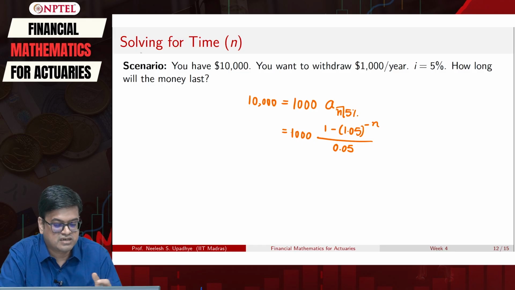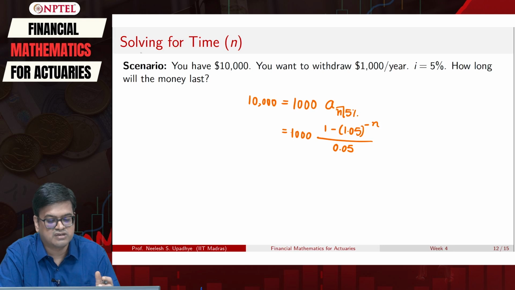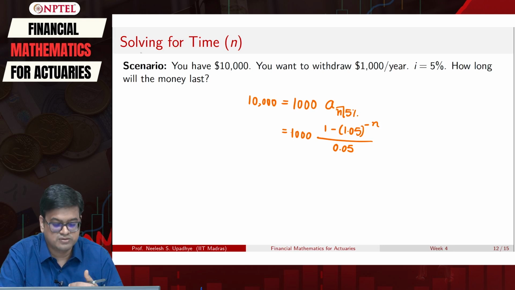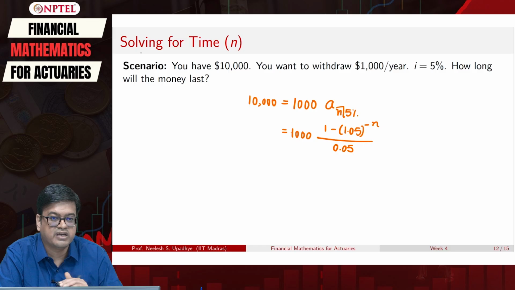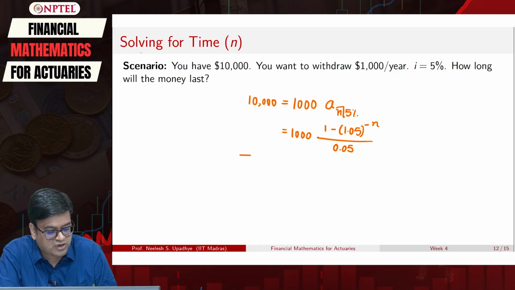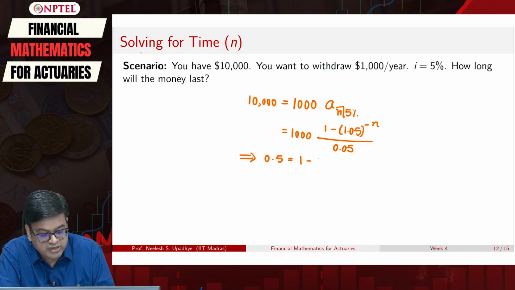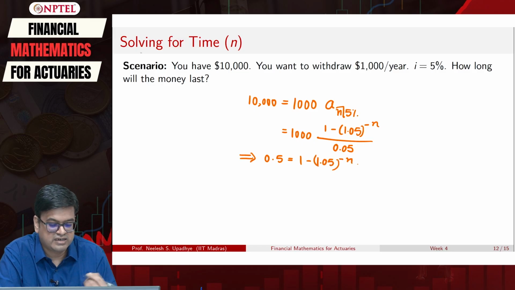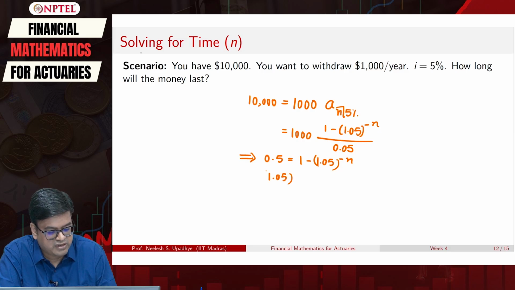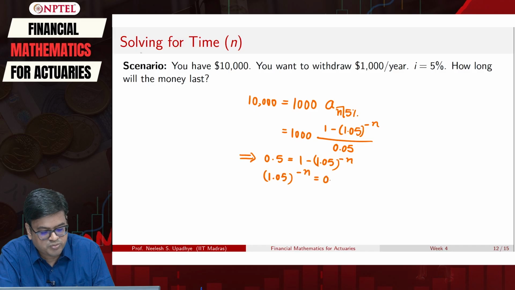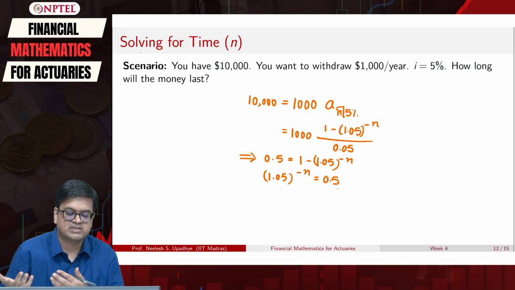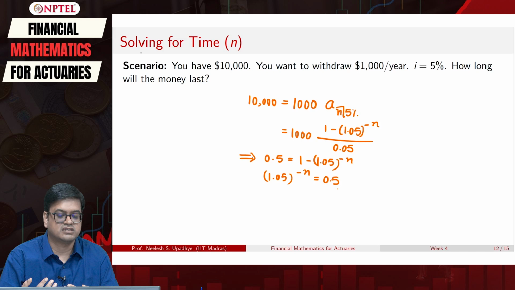You just take the zeros off, 1000 and 10,000, so 10 is equal to this, which you can reduce because of this 0.05. If you solve this together, it will give you 0.5 is equal to 1 minus 1.05 raised to minus n. Then you take this 0.5 on the other side, and you get 1.05 raised to minus n is equal to 0.5.